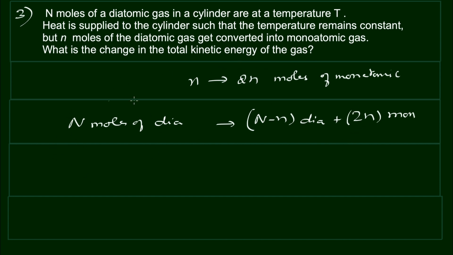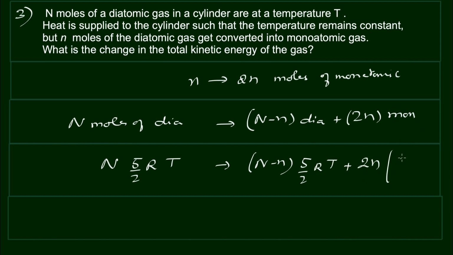What is the total internal energy, the kinetic energy, of N moles of a diatomic gas? It's going to be N Cv for diatomic, which is 5 by 2R, times T. That is the internal energy, the total kinetic energy. That becomes N minus n times 5 by 2R times T. Remember, the temperature remains constant, plus 2n times monatomic, which is 3 by 2 R T.